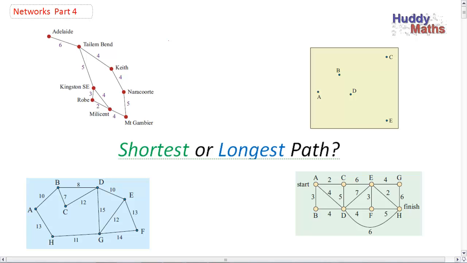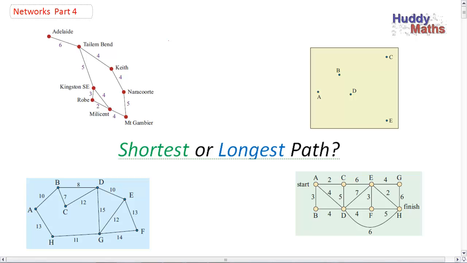This is coming to the end of Networks, and what have I got here for you? Shortest or longest path? Why would you want the longest path? Uh-oh. Is it happening to you? Are you putting on a little bit of weight like I am? Maybe you've got to go further. Maybe that's a reason for choosing the longest path. I don't know. We might look at some more practical solutions or reasons for that in a minute.